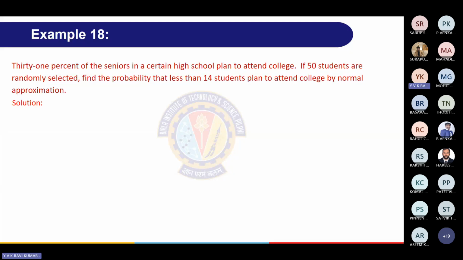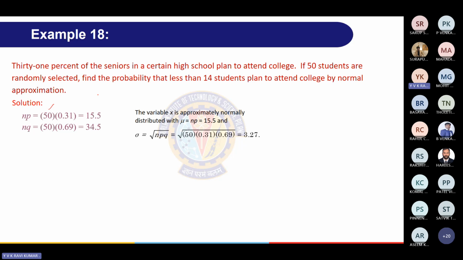31% of seniors in a certain high school plan to attend college. If 50 students are randomly selected, find the probability that less than 40 students plan to attend college. By normal approximation, it is clearly mentioned, otherwise we would check it. So here n equals 50, and 31% is the probability. So np is 0.31 times 50, which is 15.5. 1 minus p is q, so nq is 34.5. That means yes, good to go with the normal approximation.